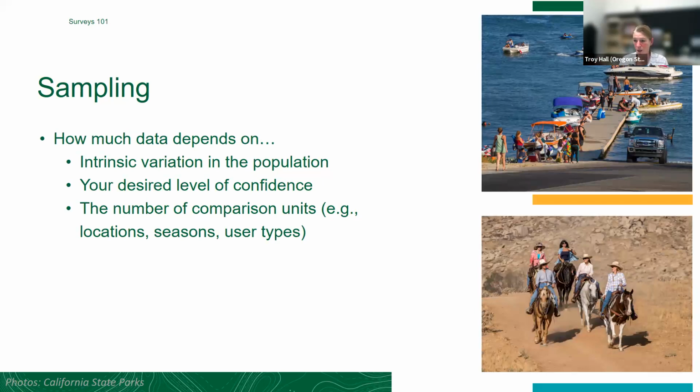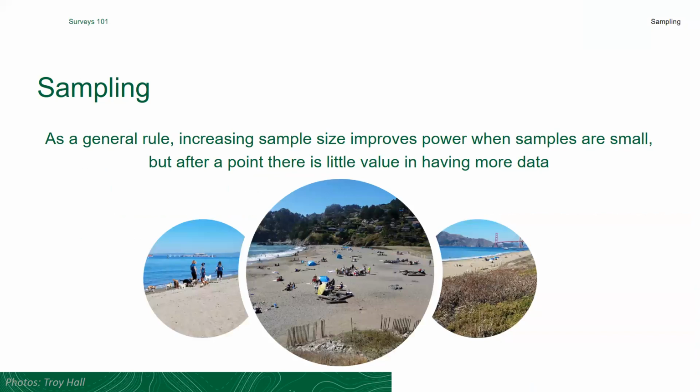As a general rule, increasing your sample size improves your analytic power when sample sizes are small. So going from 20 to 50 gives you a lot more analytic power. Going from 50 to 100 gives you additional analytic power. Going from 500 to 1,000 gives you very little additional power. So there's very little value in having a lot more data after a certain overall sample size.